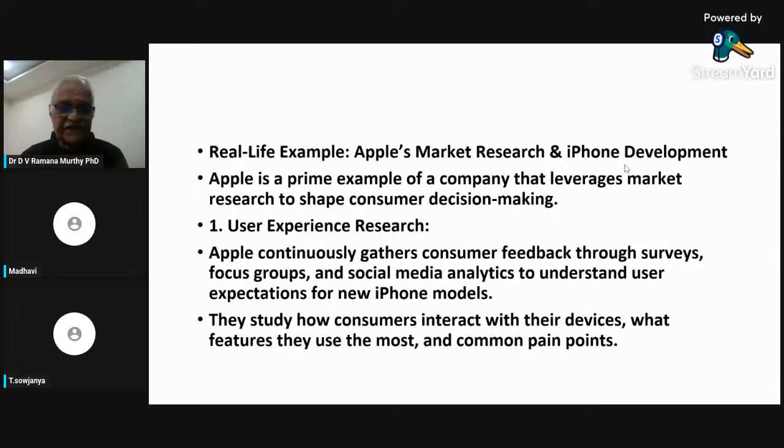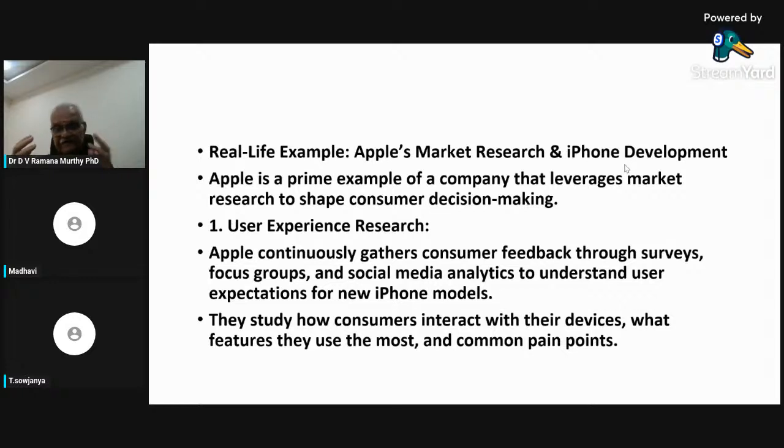And that's interesting. They study how consumers interact with their devices, how they operate and all, what are the features they use most on a mobile phone. For example, most of you have smartphones, right? And there are a lot of features. How many of us really use all the features? How often do they use the features? And how do the customers experience using different types of features? And what are the common pain points?